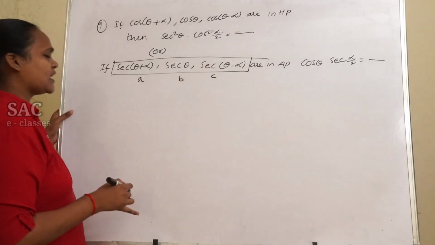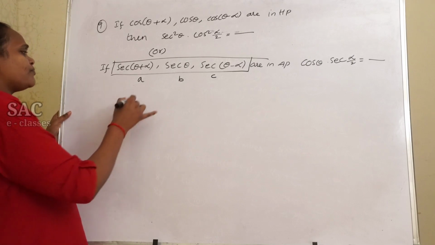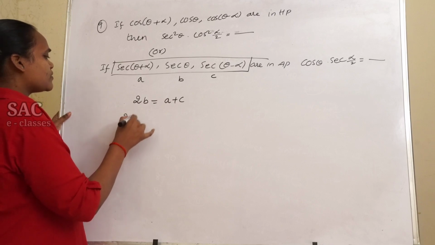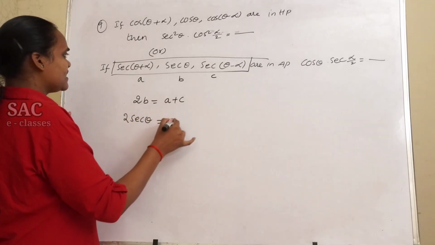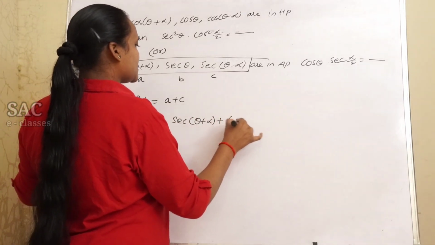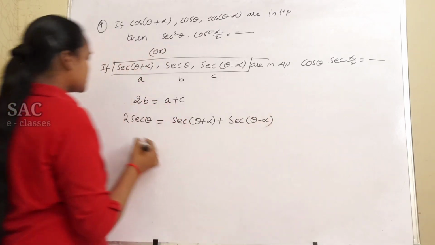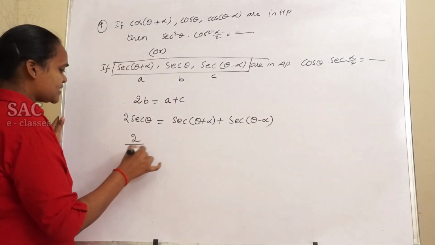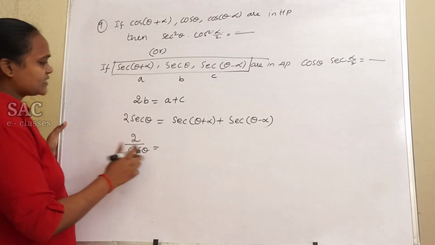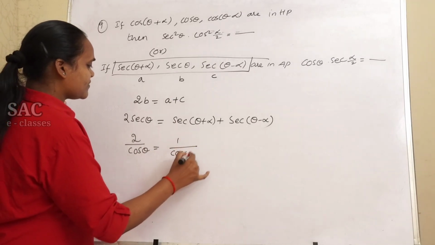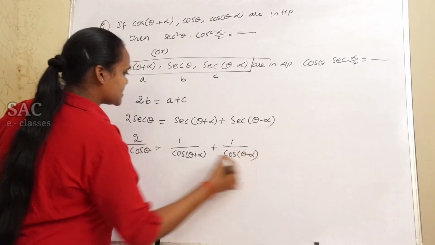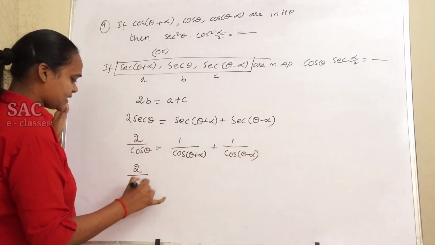If any three terms A, B, C are in AP, obviously 2B equal to A plus C is the condition. 2 into secant theta is equal to secant of theta plus alpha plus secant of theta minus alpha. We can write that 2 by cos theta is equal to, we know that secant theta can be expressed as 1 by cos theta, now 1 by cos of theta plus alpha plus 1 by cos of theta minus alpha. Let's simplify.